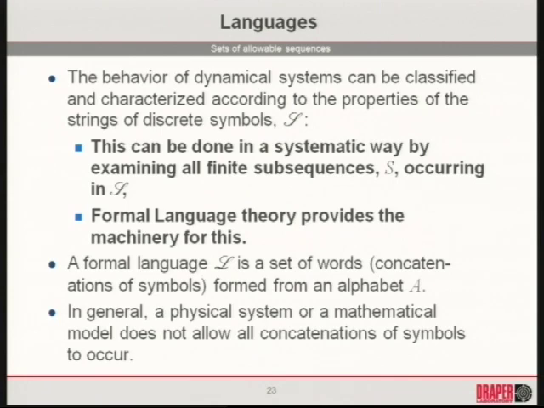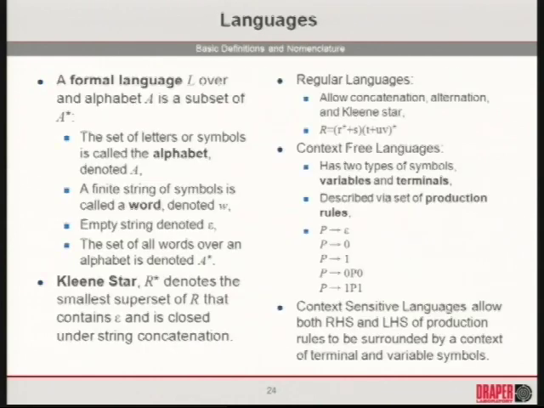A language is going to provide the basic tools and machinery for figuring out how to characterize a sequence. A formal language is a set of words formed from some alphabet A. That alphabet A is going to come from the labels of all those partitions that we visited. In general, this physical system is not going to allow any possible concatenation of symbols. So what we're going to focus on is figuring out which ones are actually allowed.